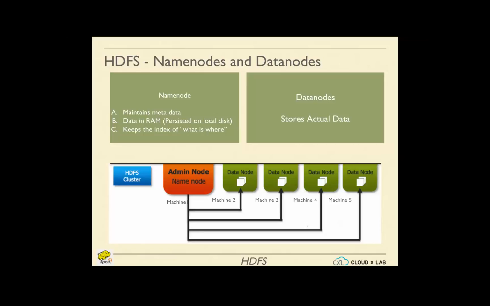A question from Narendra: what happens to the data on a data node if one data node goes down? Just give me a minute, I'm going to move ahead. Are there backup provisions? Yes. All right, I think it's time to move on. So name node is also called admin node. It's singular. There's only one machine holding metadata, and data nodes contain the actual data.